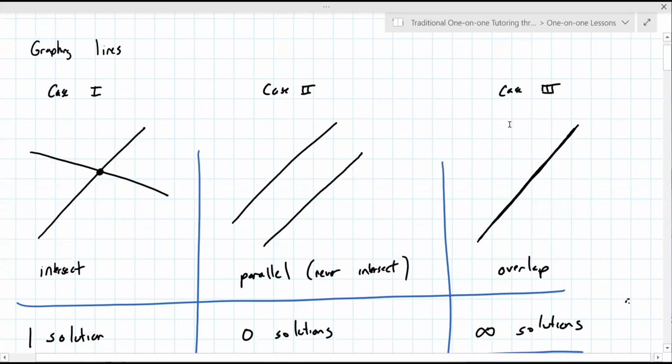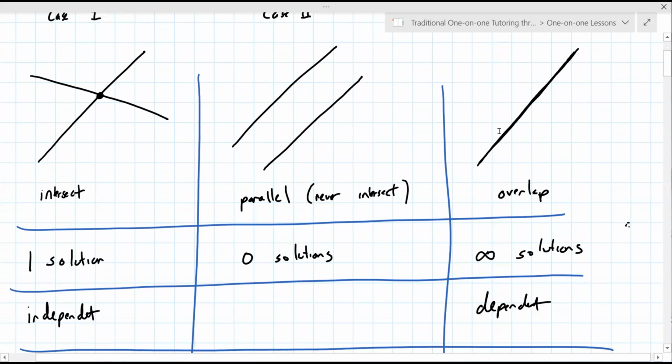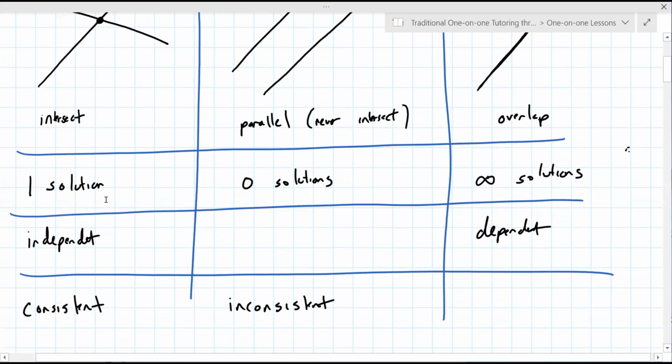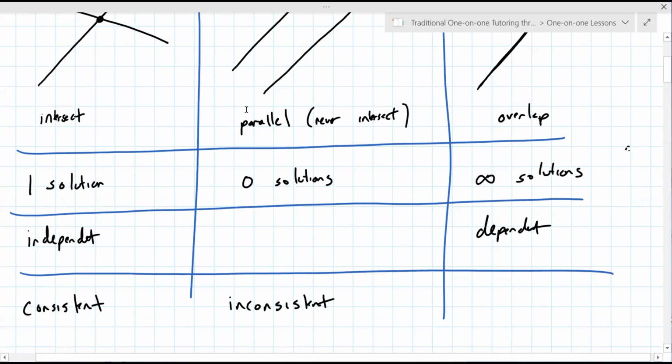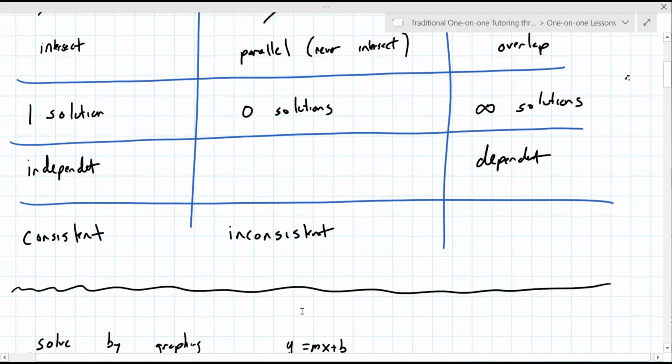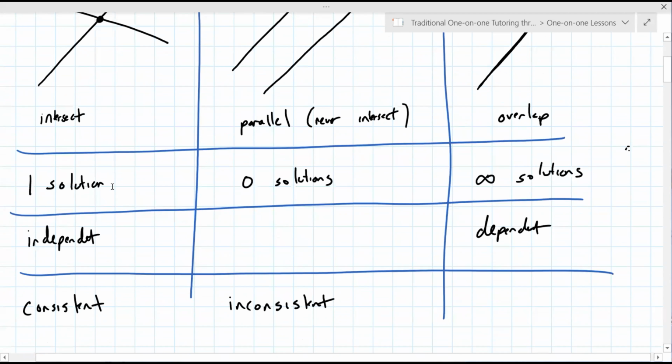Overlapping is kind of the weirdest, but it does happen. They overlap everywhere. So that's why there's infinite solutions. Every single point is a solution because they hit each other. Boom, boom, boom, right on top of one another. What your instructor may ask is, is the system consistent or inconsistent? And you're supposed to figure out whether they intersect or don't intersect. But you'll see that later on.